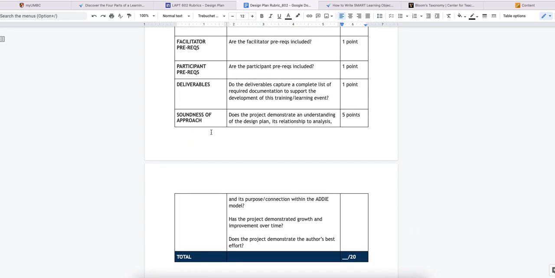This last piece here, soundness of approach, that's for me. That's my evaluation of your work. It's much more subjective than the rest. It's not something that you should be accommodating inside of your design plan. This, as part of your rubric, is just so you know that there's this additional 5 points that I am using to evaluate subjectively the quality of the work and the level of effort behind it.